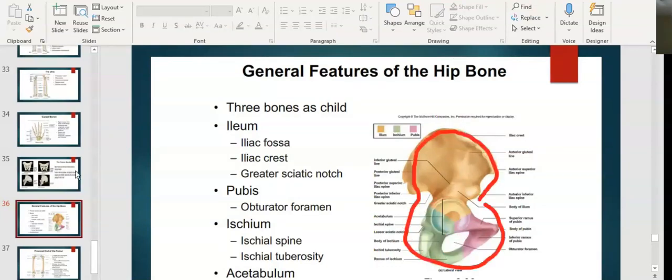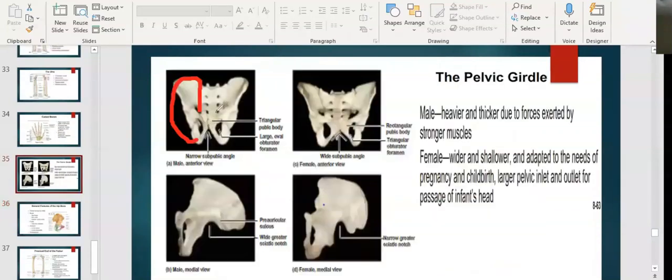So then if we go back to this figure right here, you can see here the hip bone. This is going to be one of them, and this is going to be the other hip bone right here. In between those two, you're going to have the sacrum.